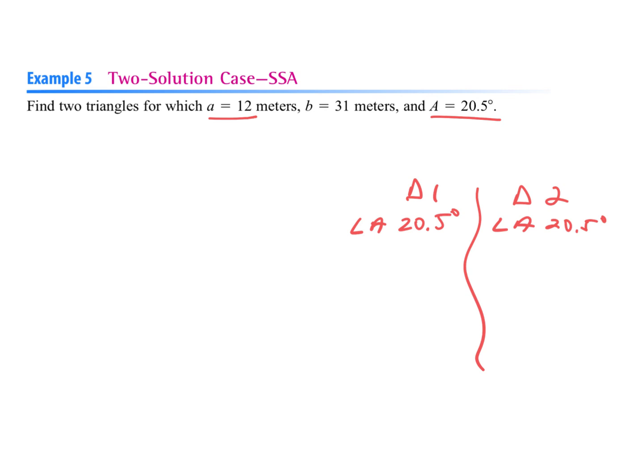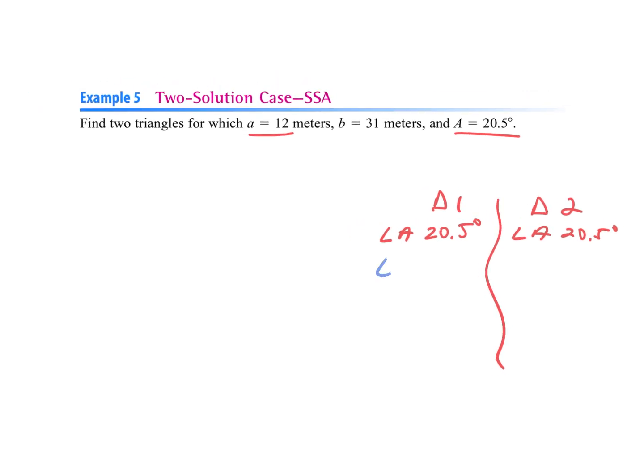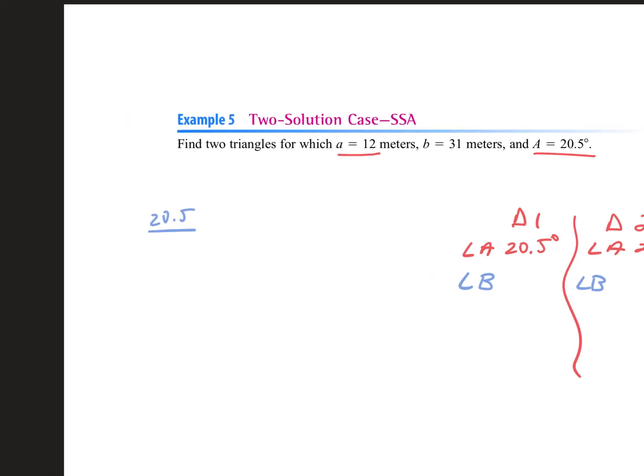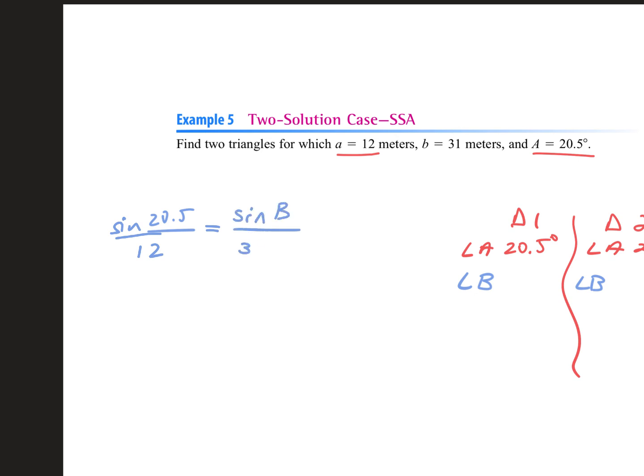All right, so I'm going to now set this up, and I'm going to solve here for the second angle. So I'm going to solve for B, and then I'll figure out what B is over there if there is one. So set up your proportion. I have the sine of 20.5 divided by 12 equals the sine of B, I don't know what it is, divided by 31. Set up our law of sines proportions. So I'm going to cross multiply: 12 times the sine of B equals 31 times the sine of 20.5, correct?